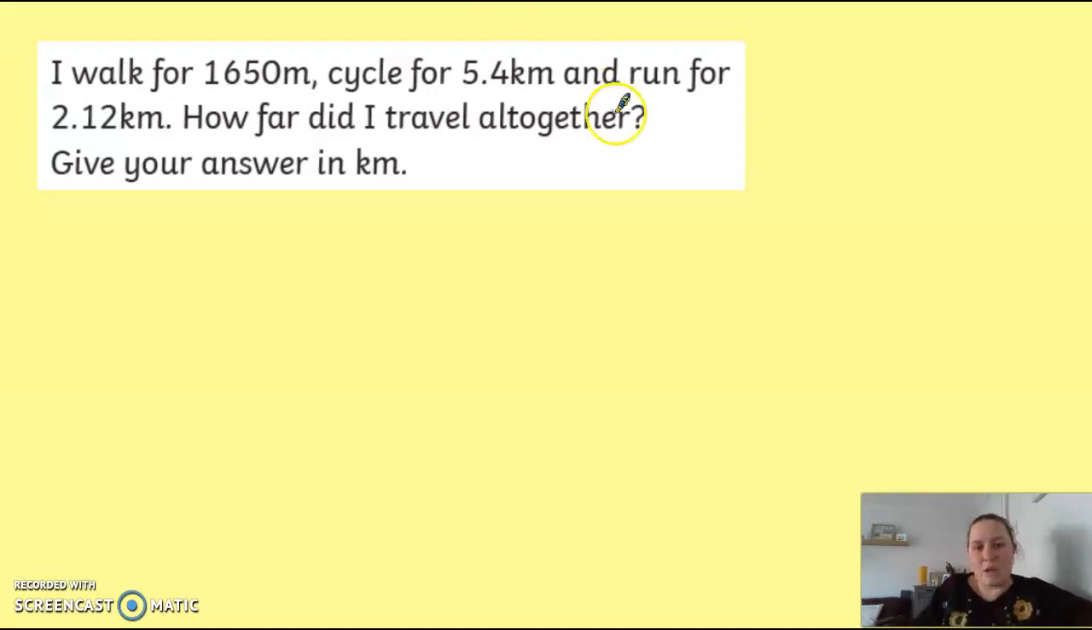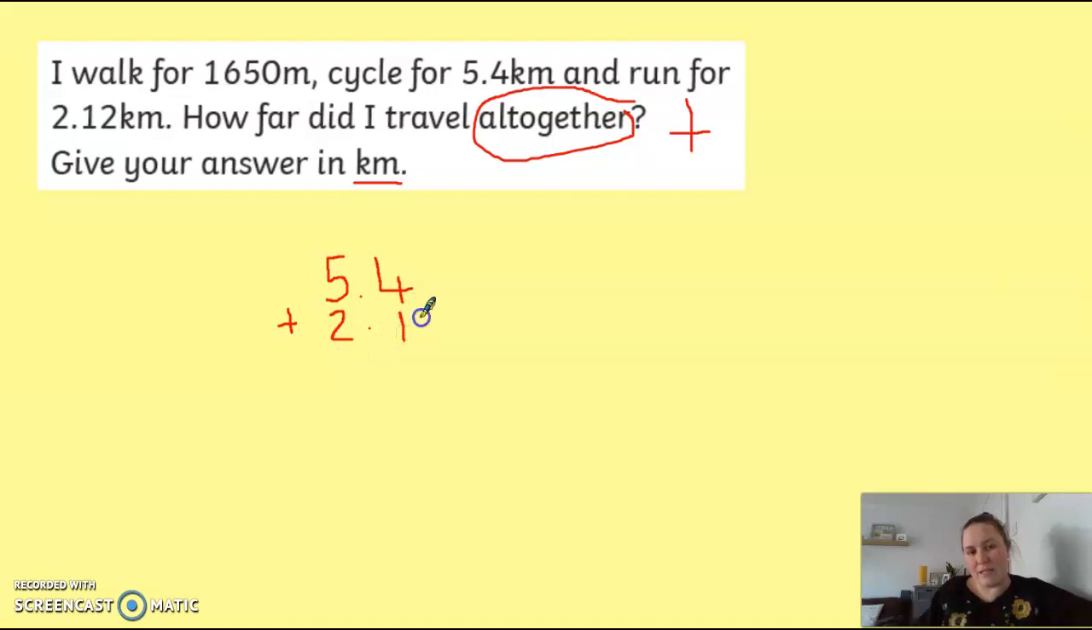So again, we've got this all together. So I'm going to be adding. I know my final answer needs to be in kilometres, and I'm going to come back to that at the end. This one and this one are already in kilometres, so that's fine. I can put them straight down. And then I've got one more, which I need to convert to kilometres. 1,650 metres. Now, I know that 1,000 metres is 1 kilometre. I know that I need to divide by 1,000 here, okay, shifting my digits along.